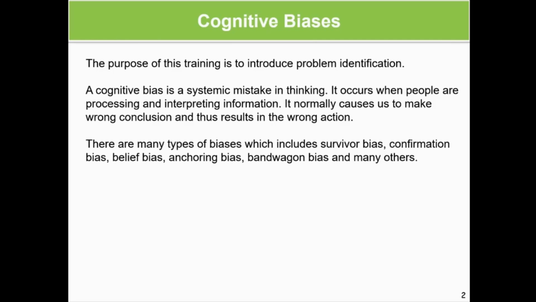So I'm going to introduce to you what's called a cognitive bias. The reason why I'm doing that is because cognitive bias is one of the main reasons why we identify problems wrongly, right? So I'm going to read it now. Cognitive bias is a systematic mistake in your thinking, right? It occurs when people are processing or interpreting information. It normally causes us to make a wrong conclusion and thus results in a wrong action.